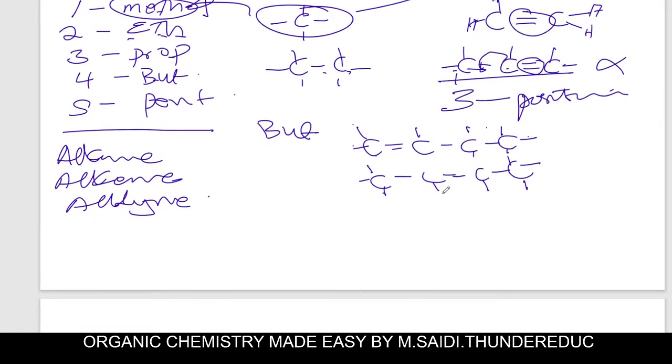Now, the reason why we want the position after the third one is because if I put this here, it will be different. So first of all, I have to identify the parent chain. 1, 2, 3, 4. 4, we said it means but. Now I have the positions 1, 2, 3, 4. The double bond is on carbon atom number 3. But when I go this side, it's on carbon atom number 1. So I'm going to say but-1-ene.